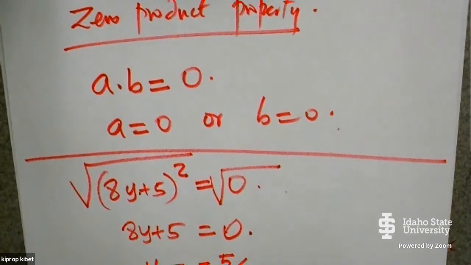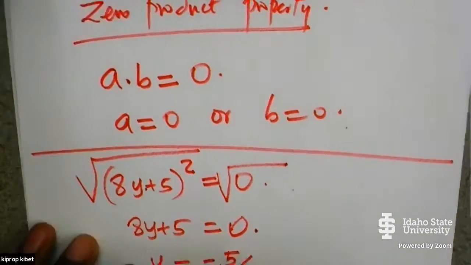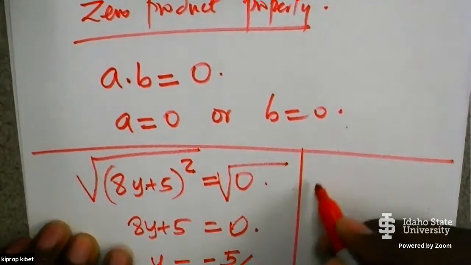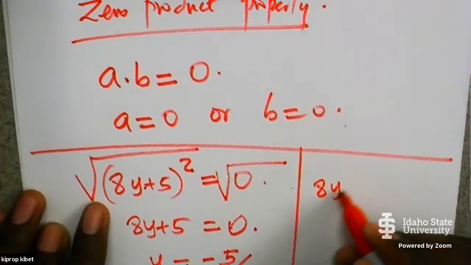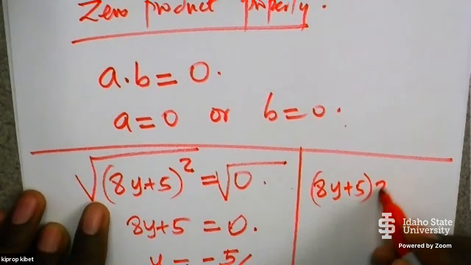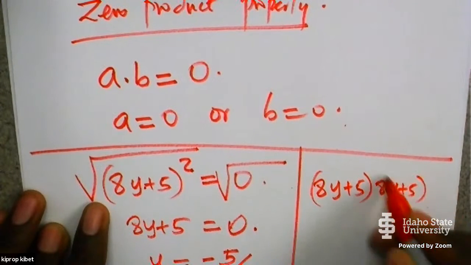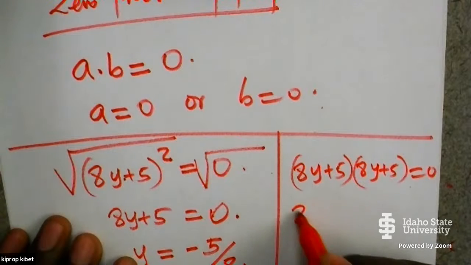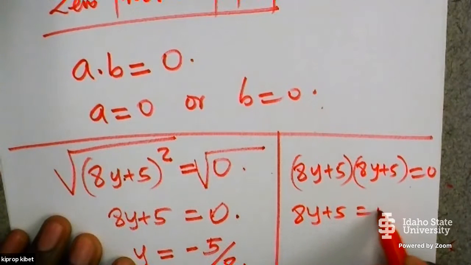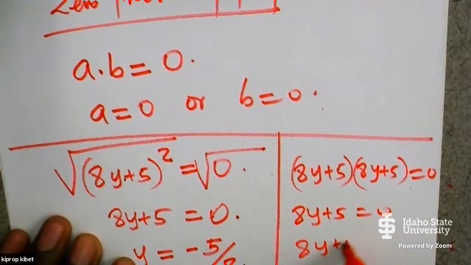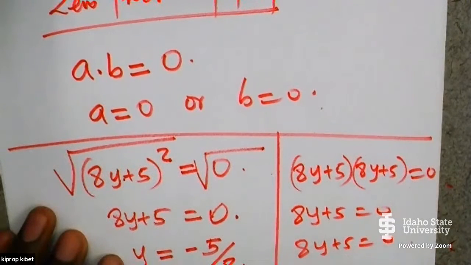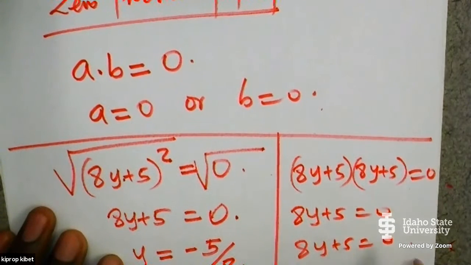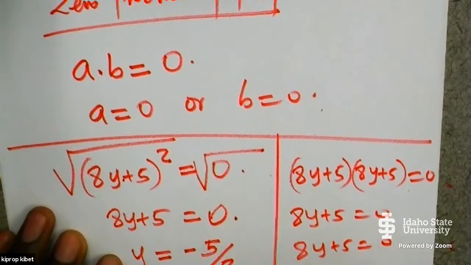Or you can say, because this is squared, 8y plus 5 times 8y plus 5 equals 0. Using the zero product property, 8y plus 5 equals 0. They are similar, the same thing. So our answer is y equals negative 5 over 8.